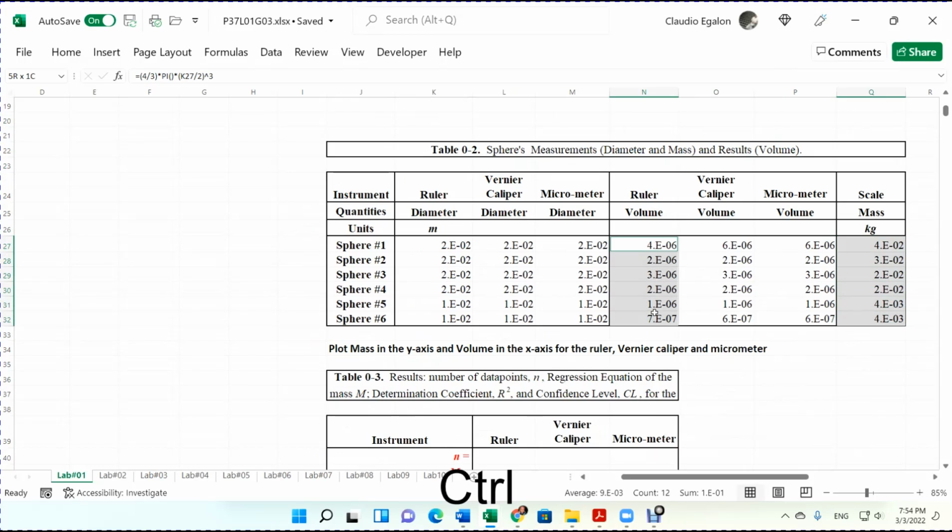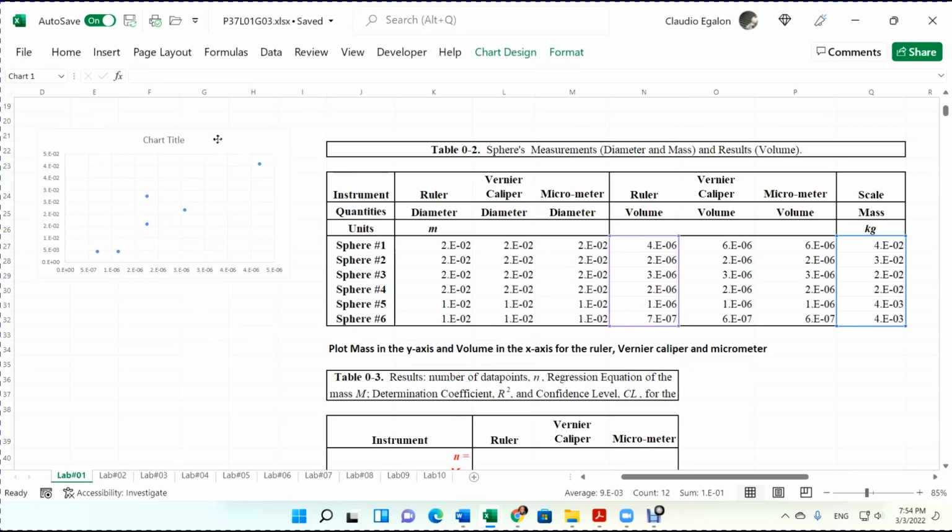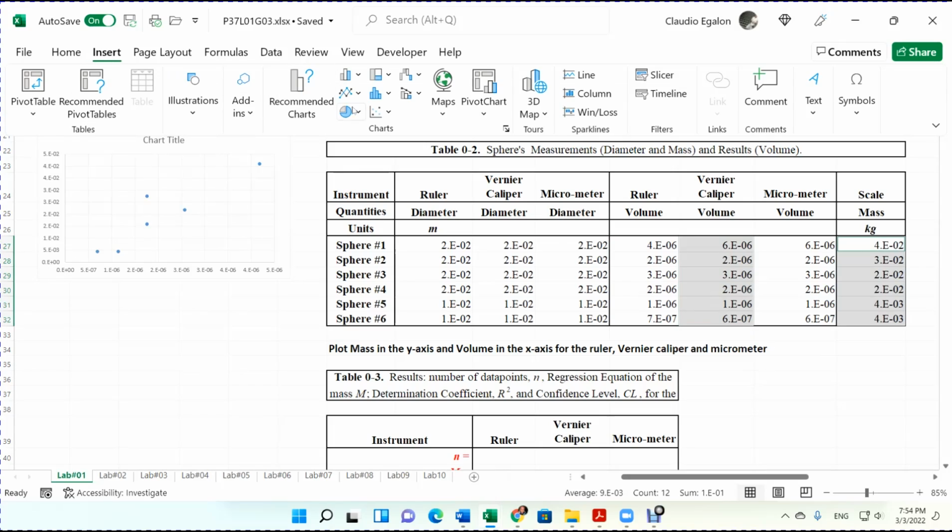Mass, volume for the ruler. Insert, chart. Yeah, that's okay. Yeah, that's a little bit scattered. Whoever got this data didn't do a good job. Let's see the second one. This one here. Maybe they have better data here. But remember, this is a ruler, right? Is that this type of scatter that you're talking about, John?